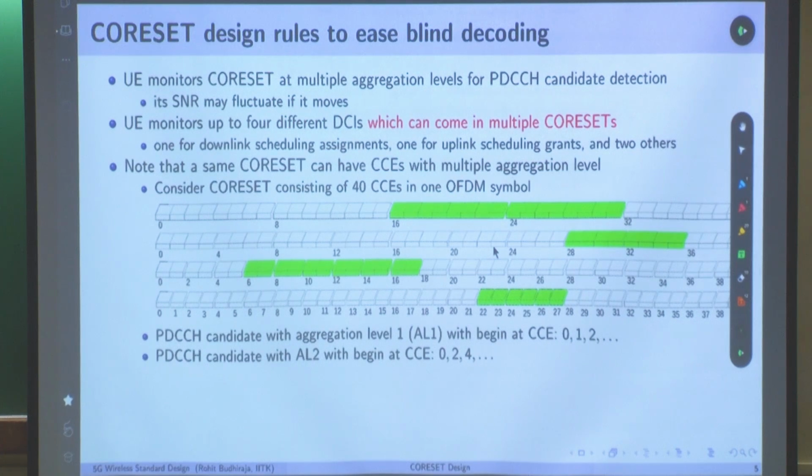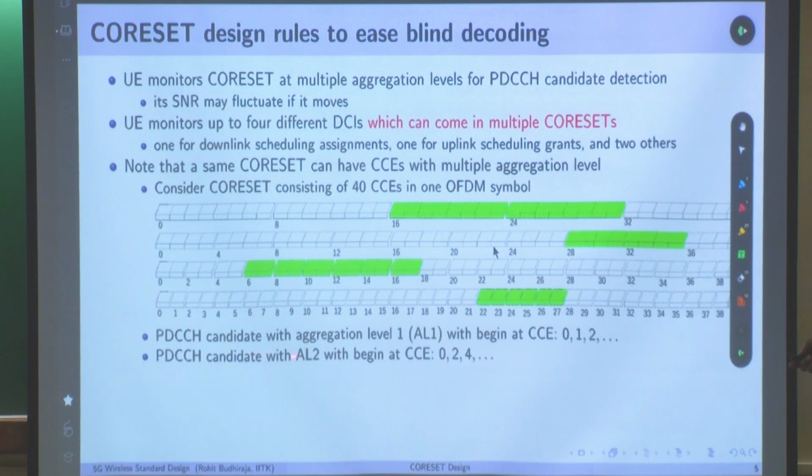What is the definition of a control channel element? It contains 6 REGs. This is the first CCE, this is the second CCE, and that is how it continues. Underneath this there are 6 REGs which are sitting together. So at aggregation level 1 you can begin from any location: location 0, 1, 2, 3, 4.